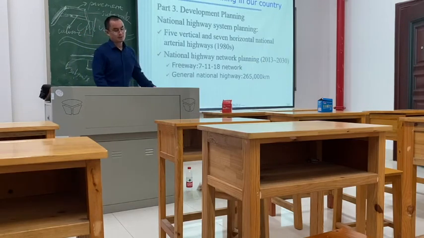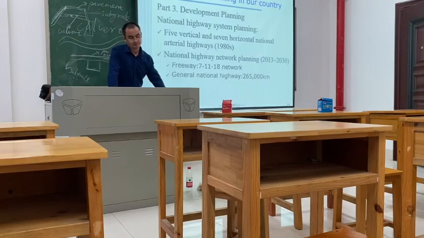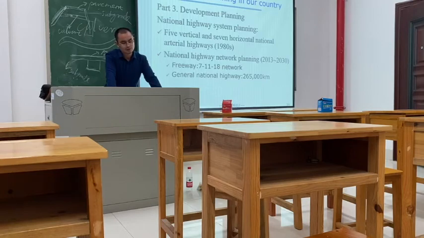Part 3, development planning. National highway system planning. 5 vertical and 7 horizontal national arterial highways. This plan was distributed in the 1980s. National highway network planning, from 2013 to 2030.